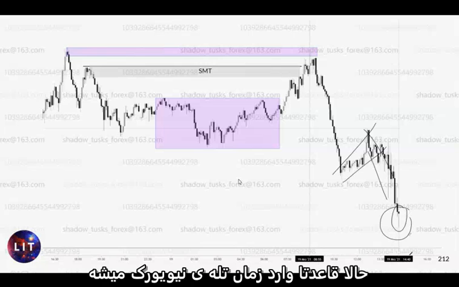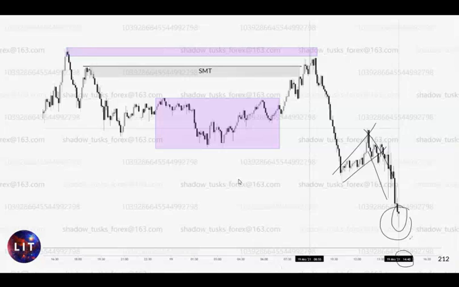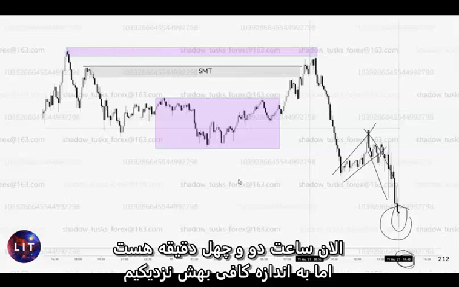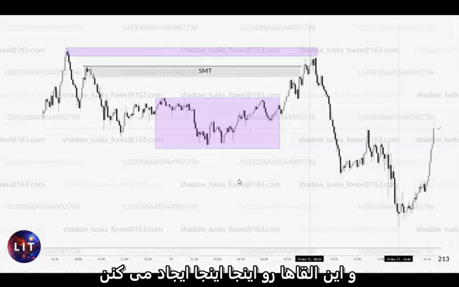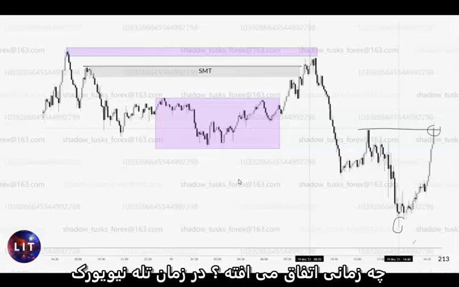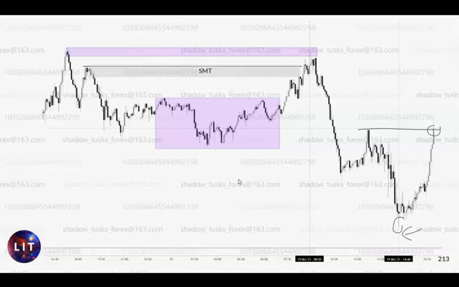Now, of course, it's coming into New York trap time. Again, the ideal trap time is 3 o'clock. Now we're on 2:40, so close enough. And then all of a sudden, they're starting to reverse price and making these inducements in here. It happens at New York trap time, okay?